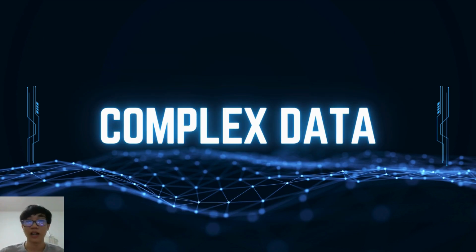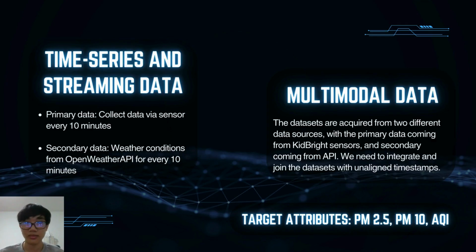Now, how is our data complex? Of course, it's a time series and streaming data. We collect our data from two different sources. First, a primary source from a sensor attached to a KidBright board, collecting PM values every 10 minutes. And secondly, from secondary sources, we use the OpenWeather API, also every 10 minutes.